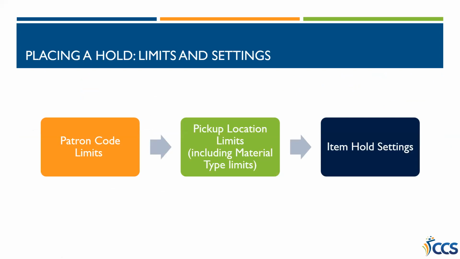So let's wrap this section up and do a brief summary. So when placing a hold, we now know what limits and settings Polaris looks at. It looks at the patron code limits. It looks at the pickup location limits, including material type limits, and it looks at item settings.